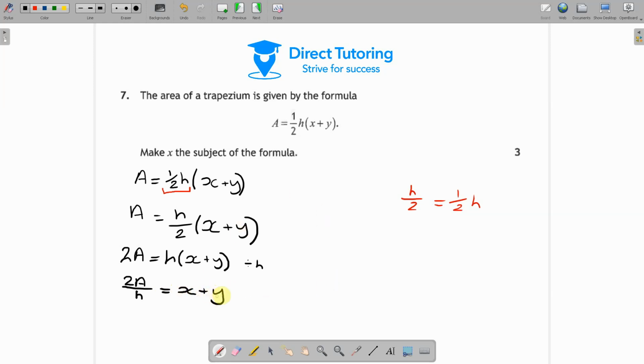And then all we have to do is take the plus y, bring it across to the other side, and that will go over as a negative. So your final answer becomes x equals 2a over h minus y. And that is you change the subject from a to x.